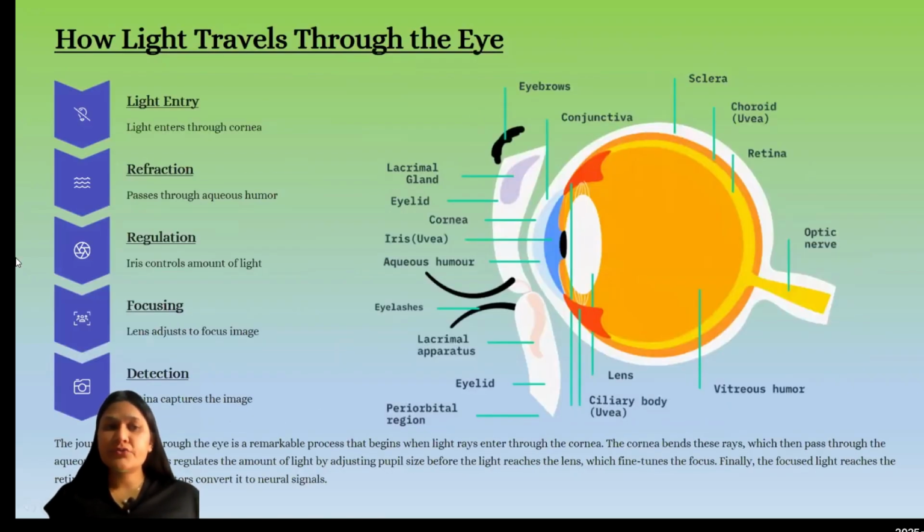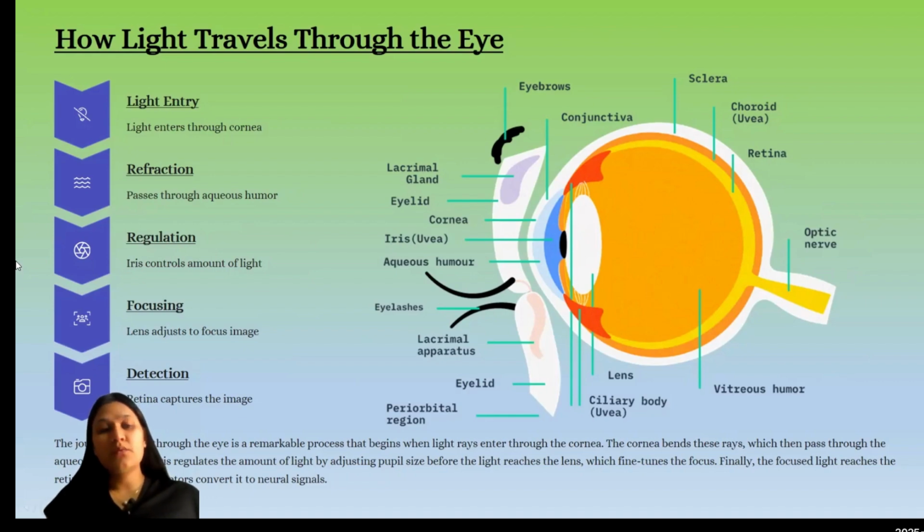Next, how light travels through the eye. First of all, it enters through the cornea. Then it undergoes refraction as it passes through the aqueous humor. Regulation: it is regulated through the iris, which controls the amount of light that enters into the eye. If there is more light, it will constrict. If there is less, it will dilate.